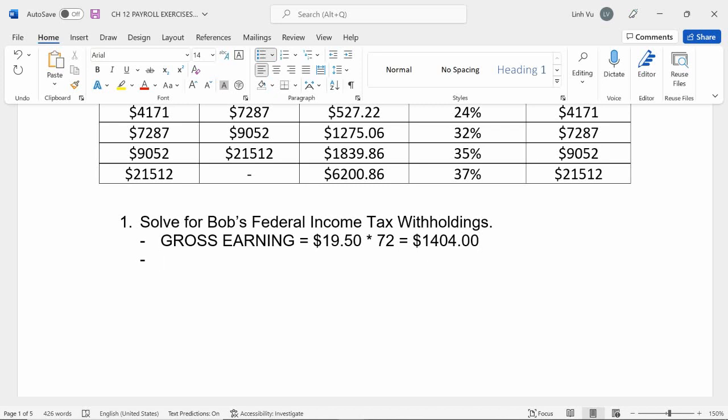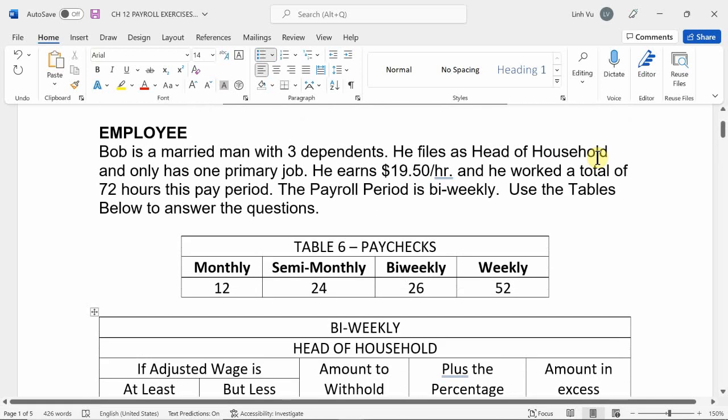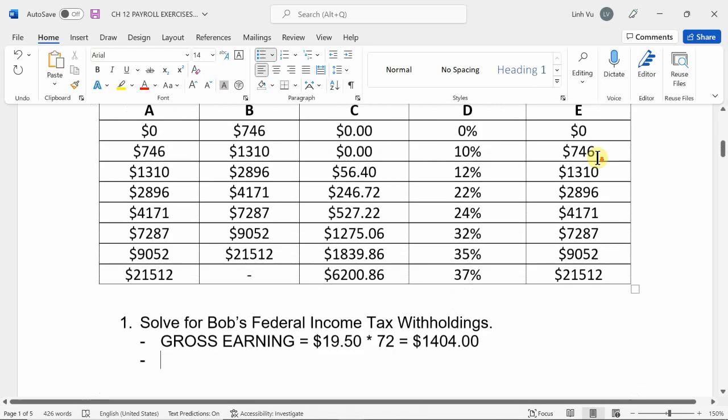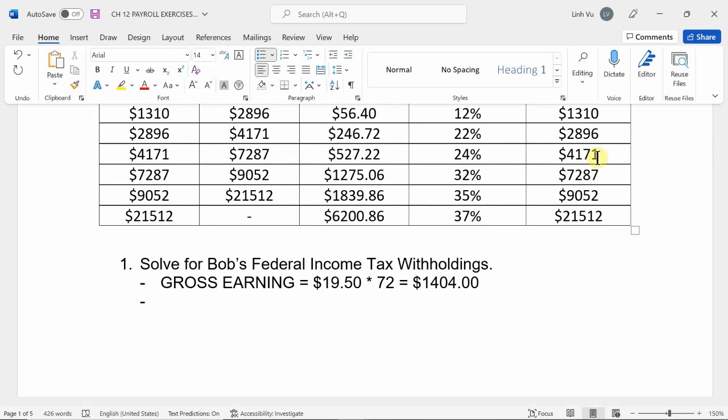What's step 2? Does he have any extra income? No, that's his only job. Yes, he only has one job and he's not filing married. He's filing as head of household, as in he's the primary sole income of the house. So in this case, no extra income, which means we do not add any extra income.